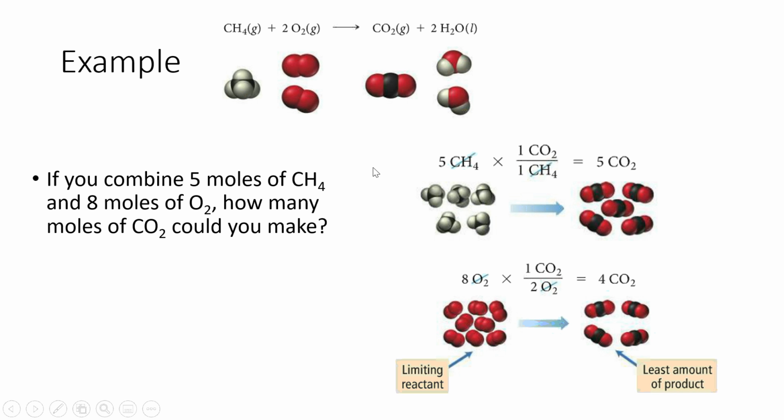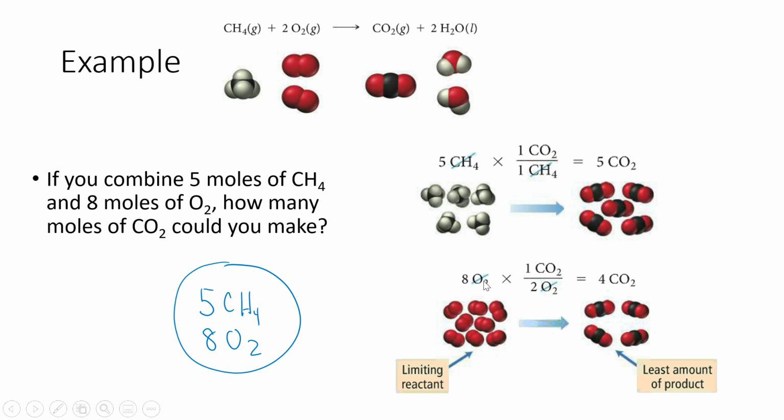So let's say I have a reaction container where I mix together 5 moles of CH4 and 8 moles of O2. We want to know how much CO2 would I make from this combination. Okay, well, let's look at our CH4. It reacts in a 1-to-1 ratio. So every 1 CH4 makes 1 CO2. So I have enough CH4 to make 5 moles of CO2. I have enough oxygen to make 4 moles of CO2 because this reacts in a 2-to-1 ratio.